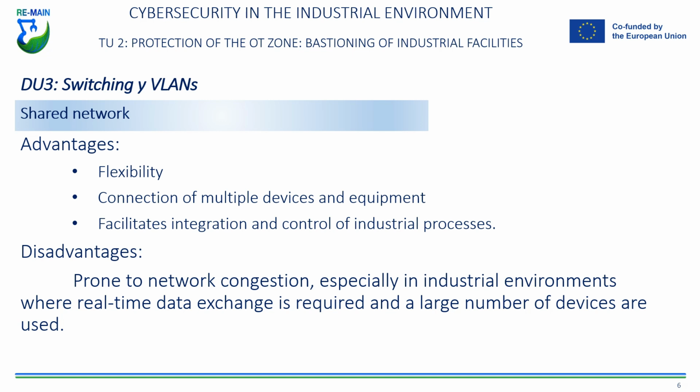To avoid congestion and ensure optimal network performance, different strategies can be used, such as network segmentation, use of efficient communication protocols, and network traffic management. In addition, network security is a critical aspect in shared industrial networks, as industrial processes can be vulnerable to cyber attacks. Therefore, it is important to use appropriate security measures, such as authentication and data encryption, to protect the network and the devices connected to it.